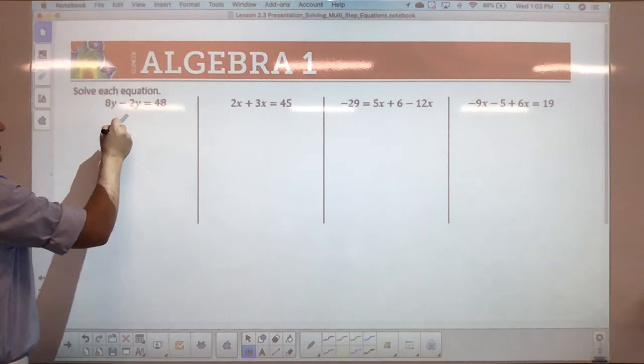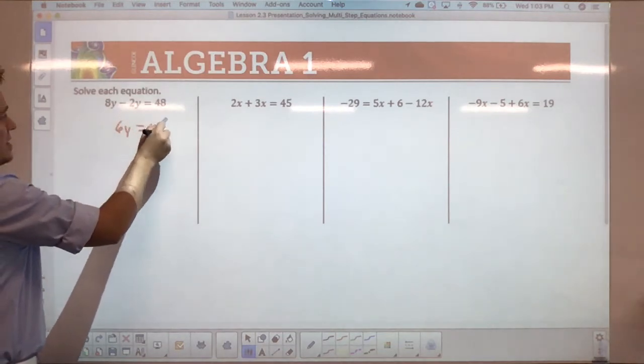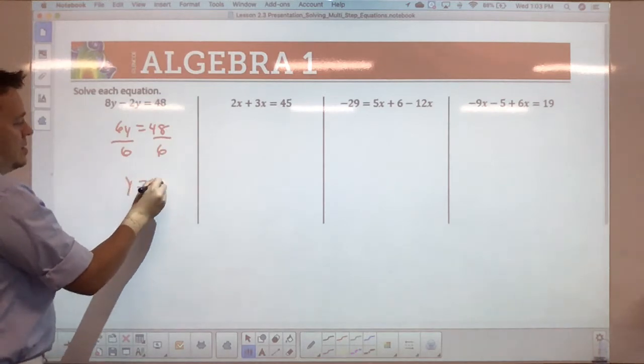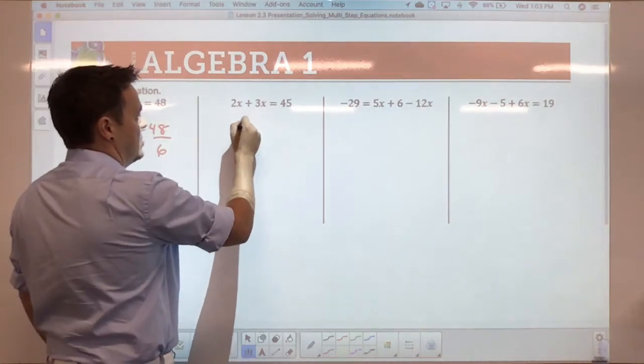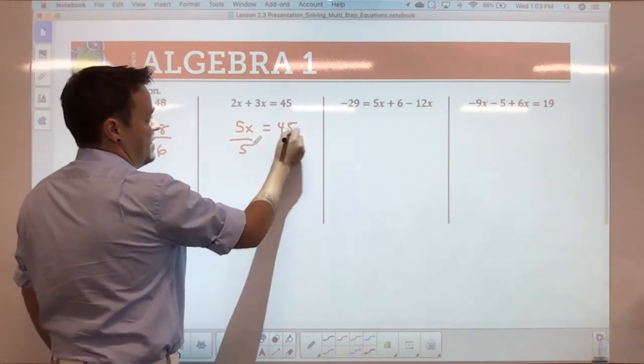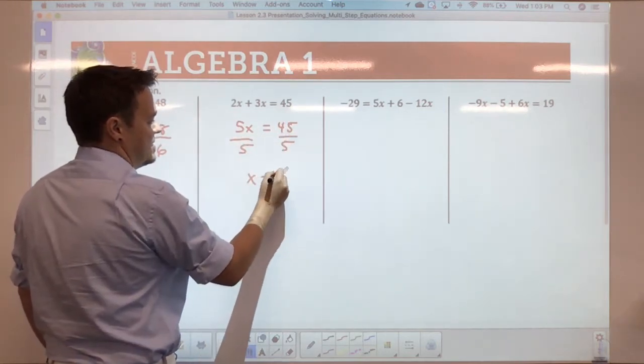Same thing, guys. Combine these first. 6y equals 48. Divide by 6. Y is 8. Add these two. That's 5x and a 45. Divide by 5. X is 9.